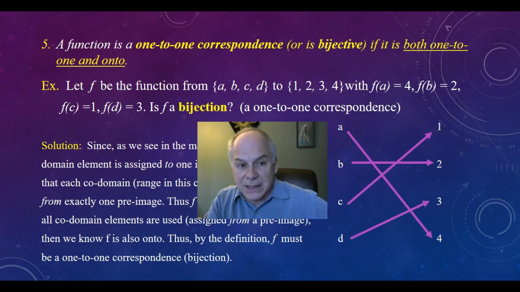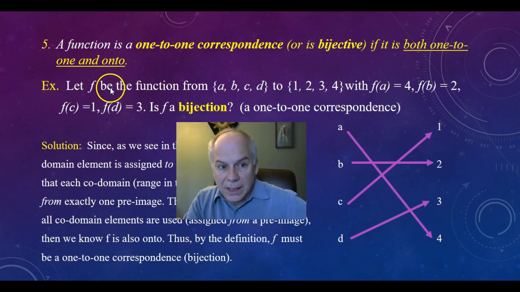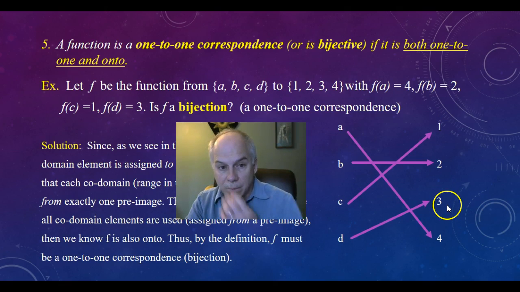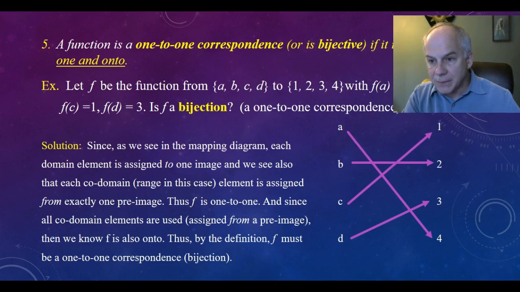Then here's an example. Let f be the function from a, b, c, d to 1, 2, 3, 4, with f of a equaling 4, so a goes to 4, f of b goes to 2, f of c goes to 1, and f of d goes to 3. Is f a bijection? Okay, a one-to-one correspondence.